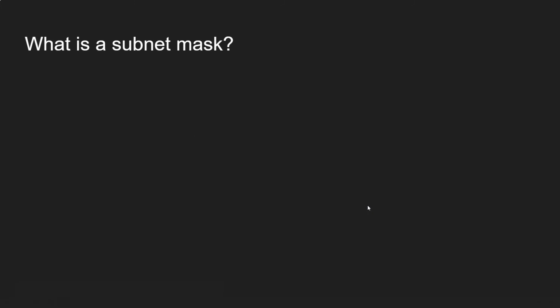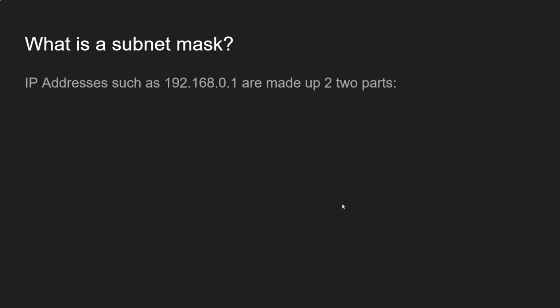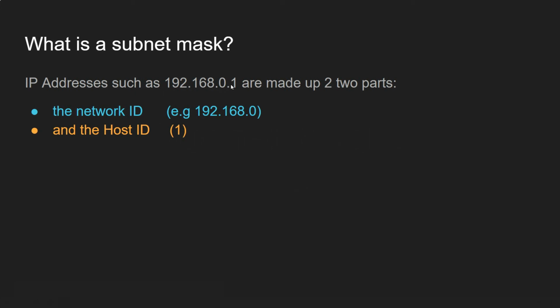So what is a subnet mask? Well, when computers are sending data from one computer to another, either on the same network or over the internet, it sends and receives it using IP addresses. And IP addresses are broken up into two components. You have the first part, which is the network ID, which in this particular case is 192.168.0. And then the second part is the host ID within that network.